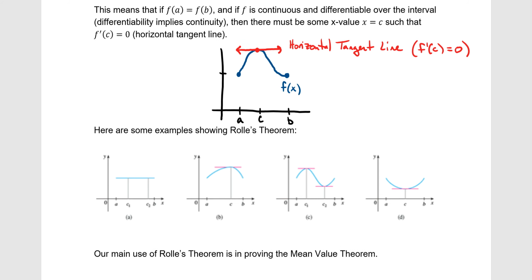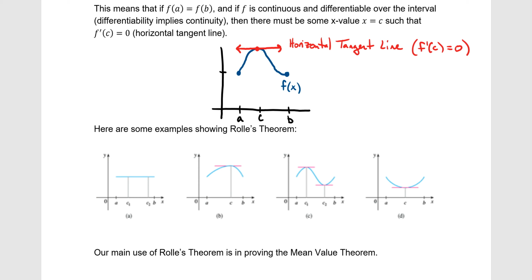Okay, and then we see these other examples here on the bottom. If a and b are our endpoints and we have a straight line between them, then any point between a and b would be a horizontal tangent line. Similarly, right here, a to b, it kind of looks like what we drew. There would be a horizontal tangent line right here. For the next one, we have a horizontal tangent line here and here. And for the last one, we have a horizontal tangent line right here.